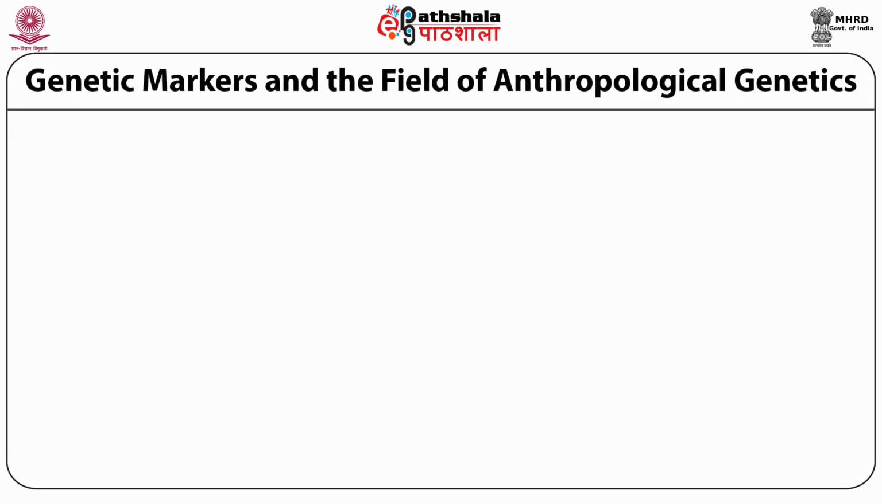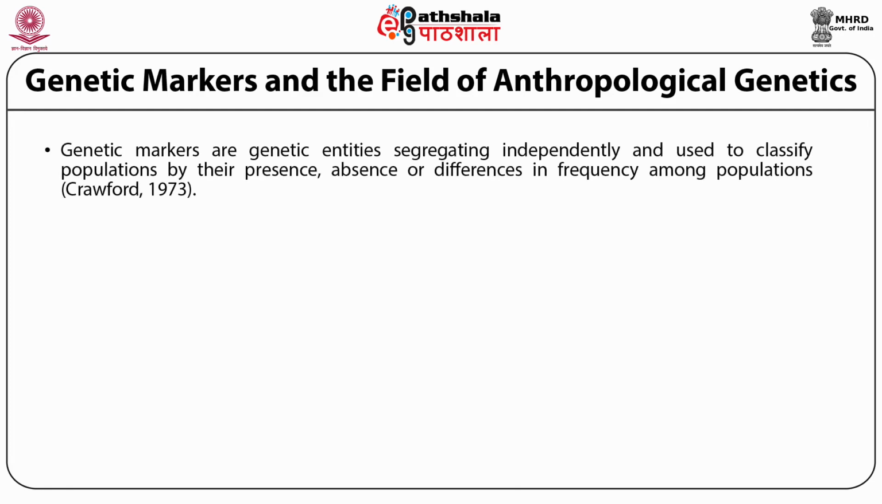Genetic markers and the field of anthropological genetics. Genetic markers are genetic entities segregating independently and used to classify populations by their presence, absence, or differences in frequency among populations, as reported by Crawford in 1973. Genetic markers are used to quantify genetic diversity in populations that has resulted due to the interplay of evolutionary processes.